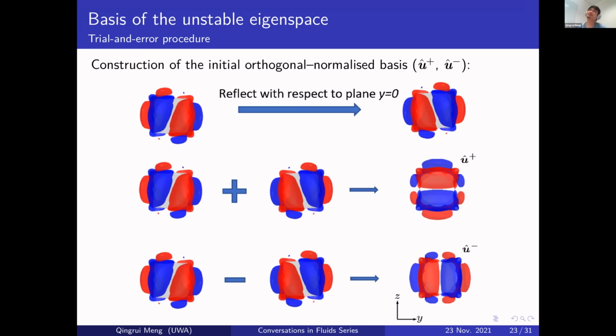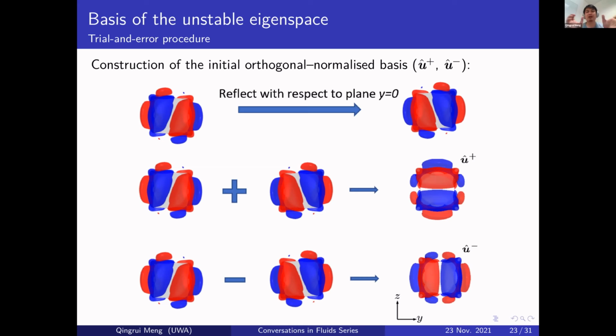If we already have the initial perturbations, we also need another set of initial basis functions to do the trial and error procedure. So we use this way to construct this initial basis. The first figure is the eigenfunction we obtained from the Arnoldi iteration in our linear stability analysis. We reflect this eigenfunction with respect to y equals 0, and we get the right one.